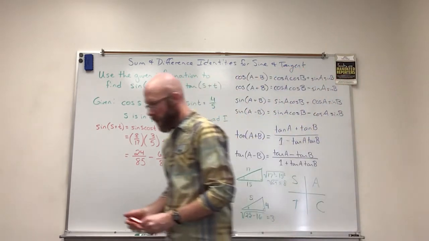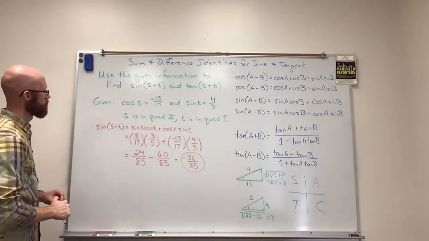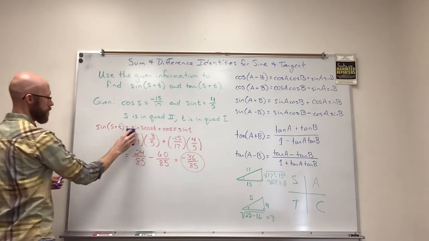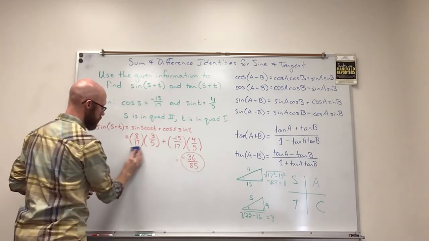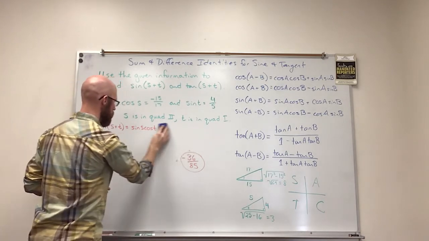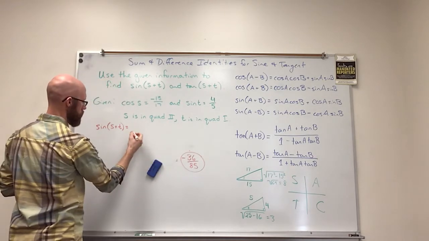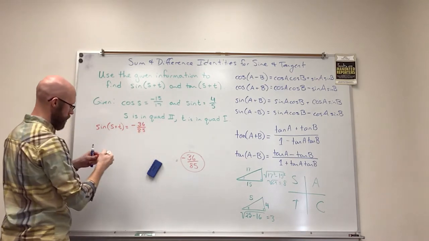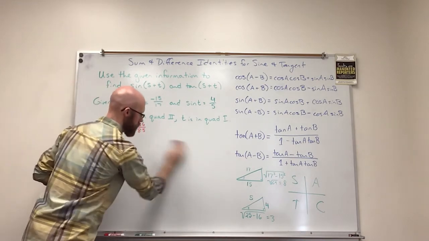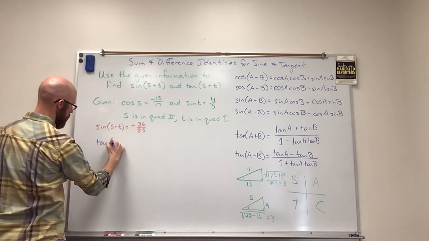Okay. Let's take a look then at the tangent. So maybe I'll clear up a little bit of space here. Yeah, let's do that. I'll just rewrite that as negative 36 over 85, just to keep it up there. Now let's look at the tangent of s plus t.